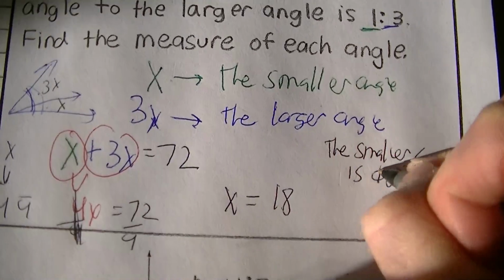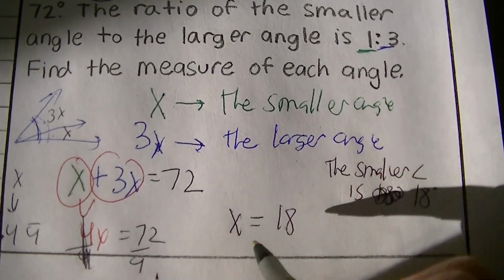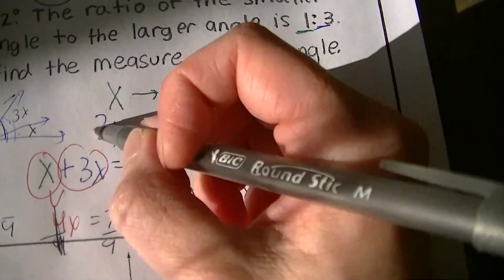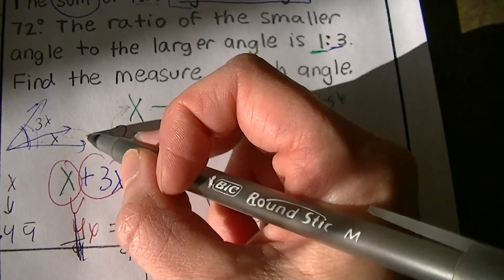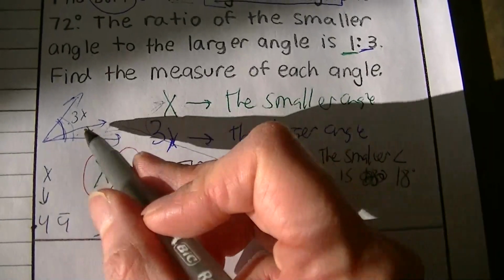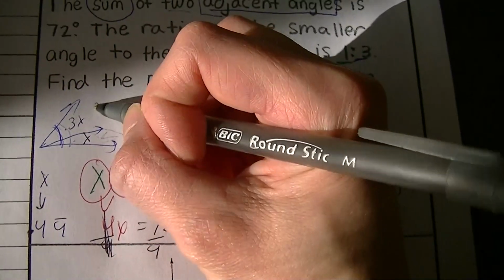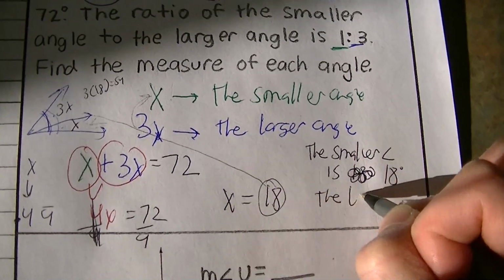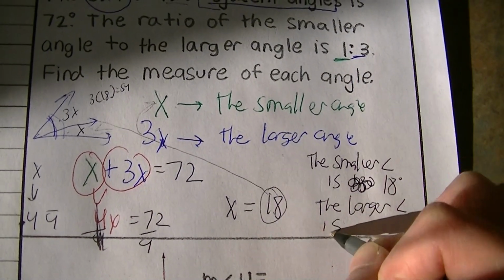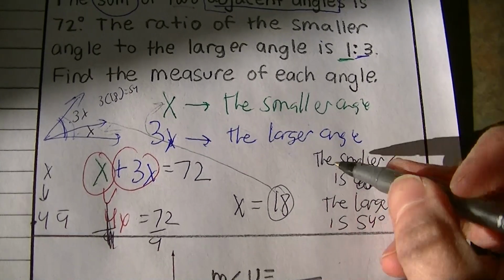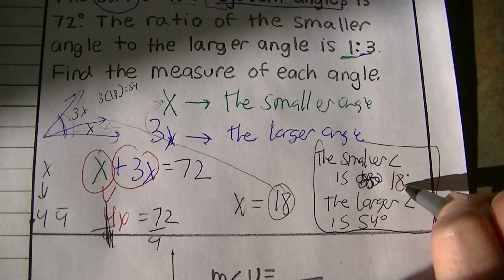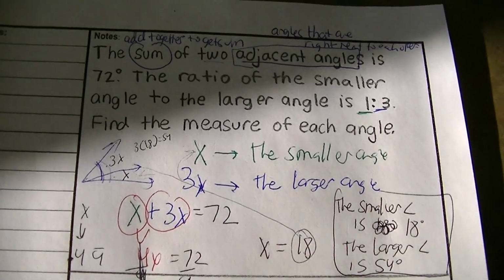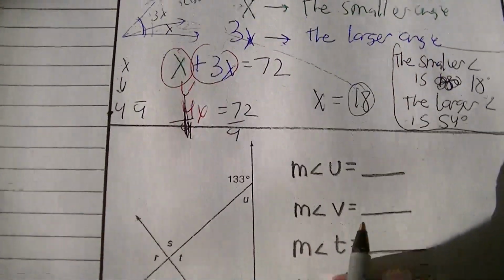And, oops. 18 degrees. And the way I got that is I just substituted it back into either there or the information right here. Okay, and then the larger angle would be 3 times x. So 3 times 18 is 54. So the larger angle is 54 degrees. And is 54 plus 18 equivalent to 72? Yep, so that's correct.